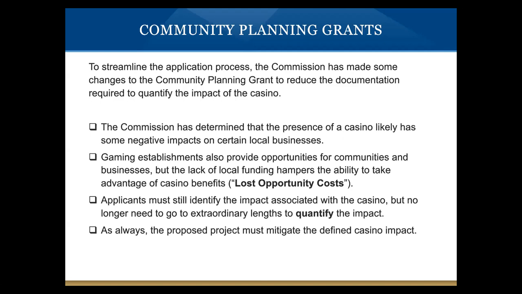For instance, if you say that there's a negative impact on local restaurants, your solution to the problem can't be trying to get people to come to local museums. One has to go directly with the other. Now that is just in the community planning grant category. And we decided that this was the easiest category to implement that with. And we'll see how that works for 2022.